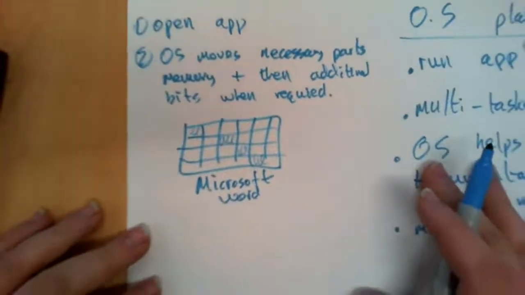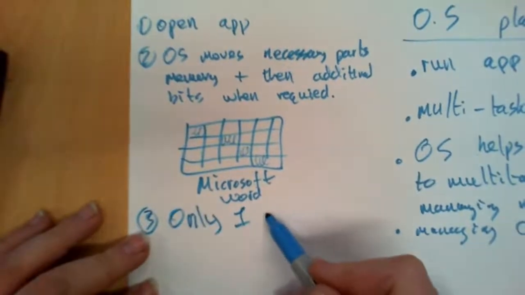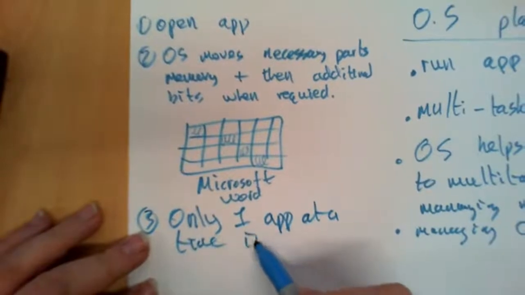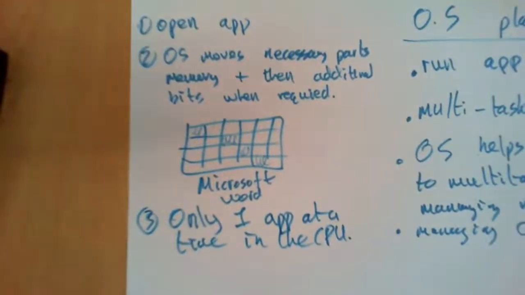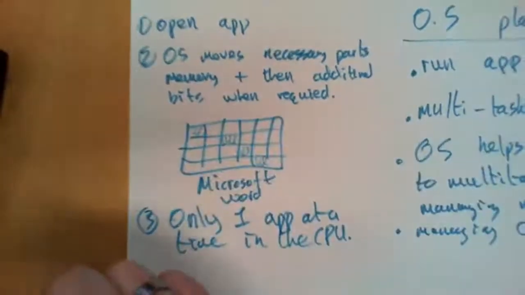Now, unusually, and this is probably something you don't realize, there is only one app at a time in the CPU. One CPU can really only deal with one app at a time. Which sounds a bit like, well, wait a second, that doesn't make sense. I can have 20 different apps open at the same time.